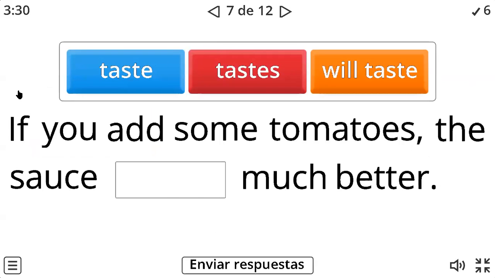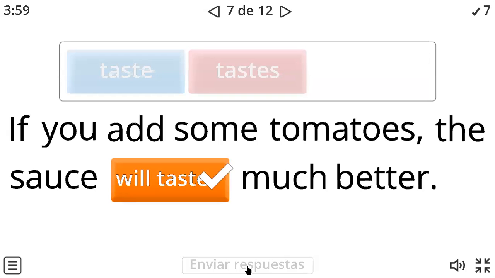If you add some tomatoes, the sauce... Well, there are some sauces without tomatoes, right? But what do you think? If you add some tomatoes, the sauce will taste. Guys, what do you think? Help Ruth, please. Will taste. Okay.